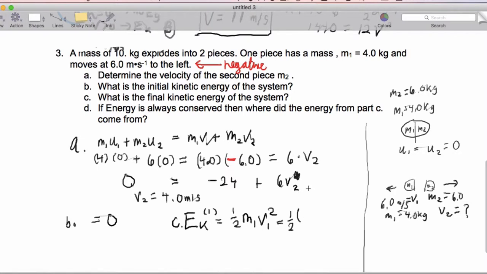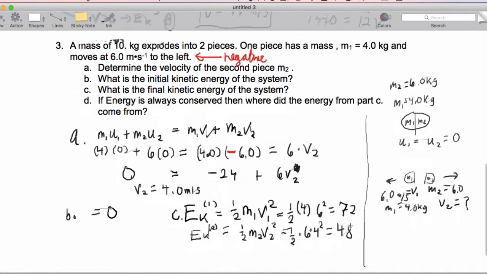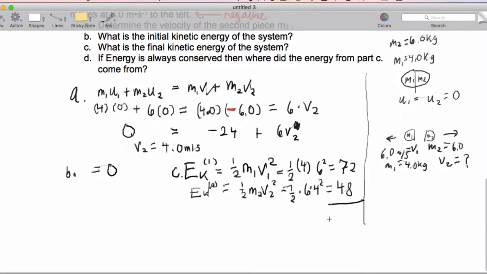So 1/2 times M1 is 4 times 6 squared. So that's going to give us 2 times 36, which is 72 for EK1. And for EK of 2 equals 1/2 times M2 times V2 squared, which will be 1/2 times 6 times 4 squared, which is going to give us 48. And so when we add that up, we're going to get a total energy of 120 joules.